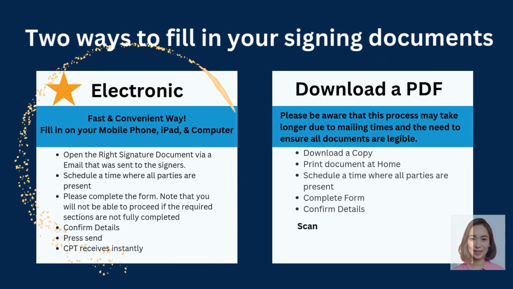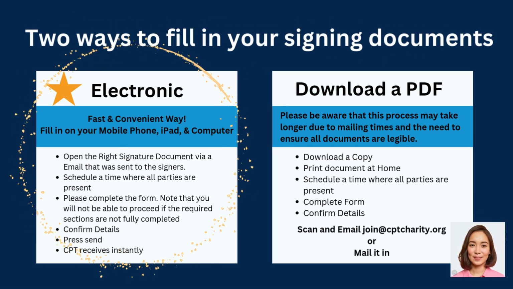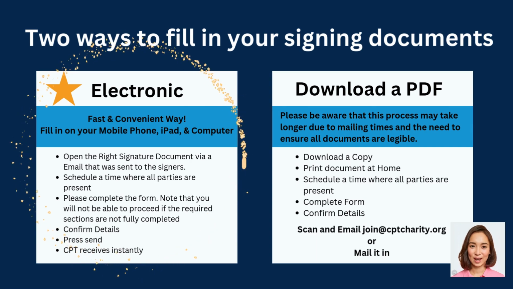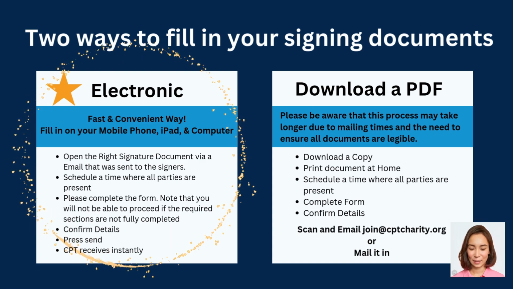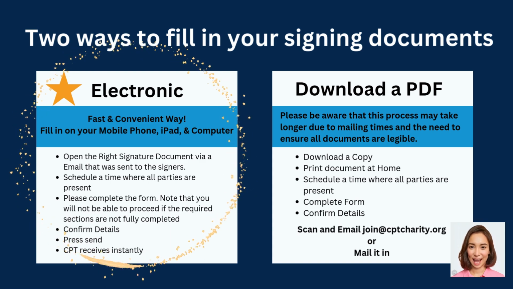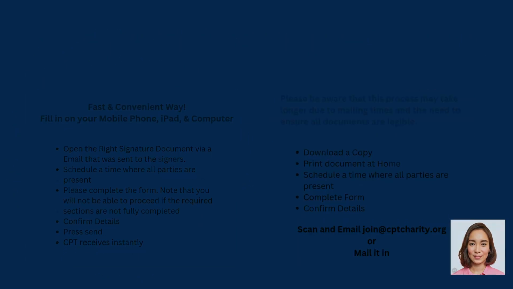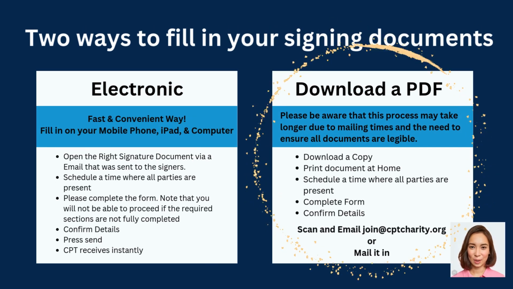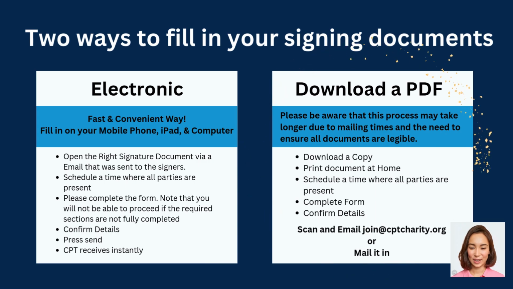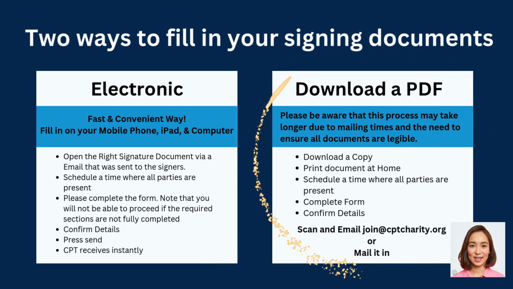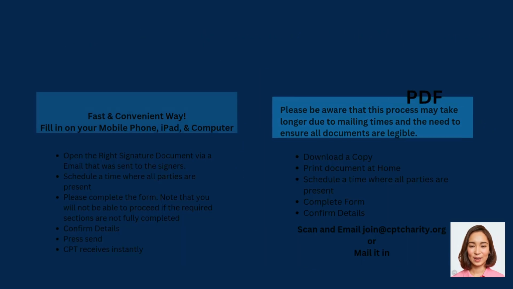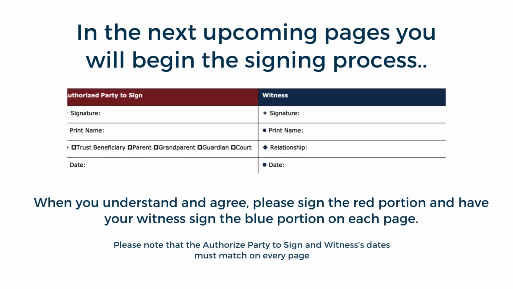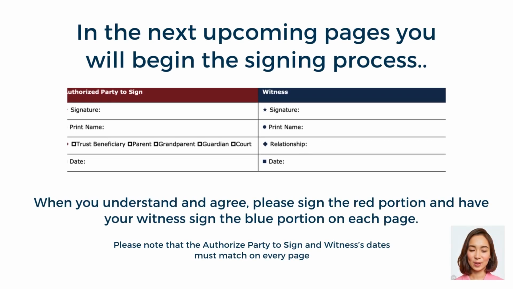There are two ways to fill in your signing documents. The first and preferred way would be our electronic form. This method is fast and convenient and can be filled in on your mobile phone, iPad, and computer. The second option is downloading a PDF. Please be aware that this process may take longer due to mailing times and the need to ensure all documents are legible.